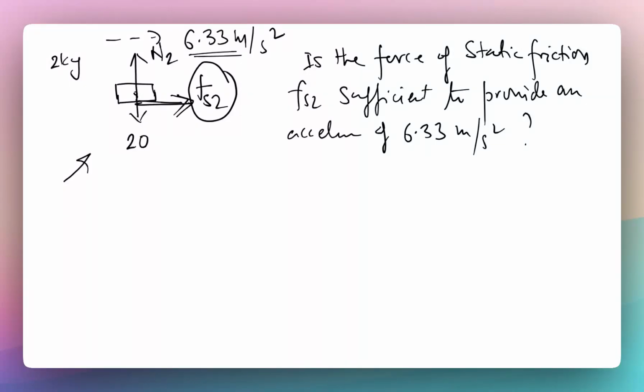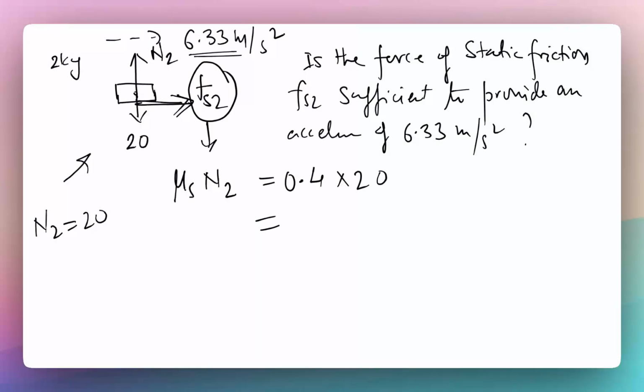So what's going to happen now? We can calculate this Fs2 pretty easily. This is going to be mu static into the normal reaction N2. Mu static is 0.4, we know, and N2 in this vertical direction is going to be 20 newtons. So 0.4 into 20 is going to be 8 newtons. That's the maximum amount of force we are going to get. With this 8 newton force, how much acceleration can this block get? That's the next question.